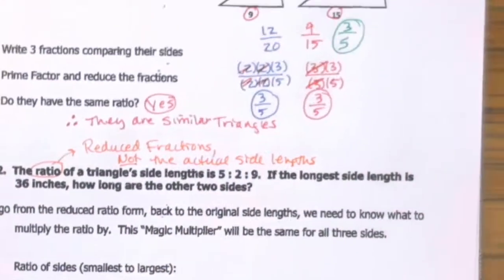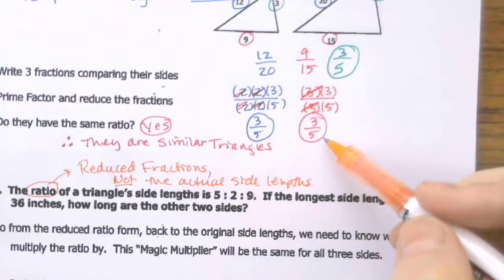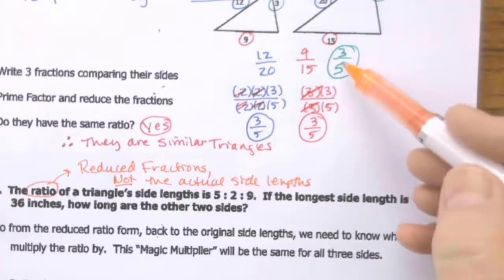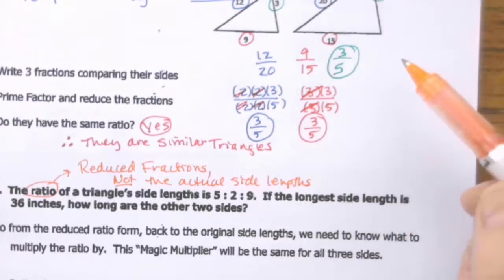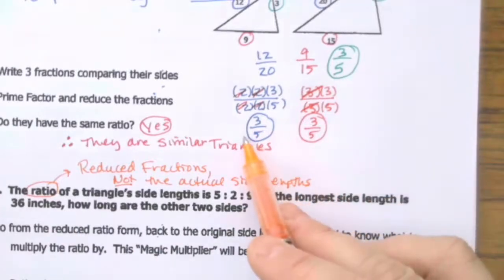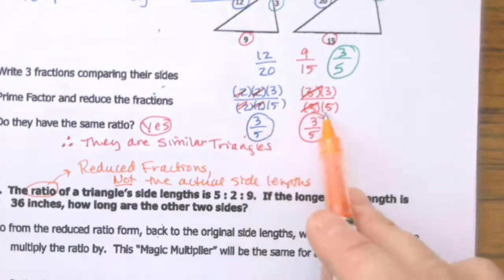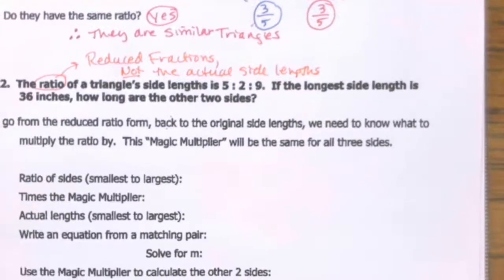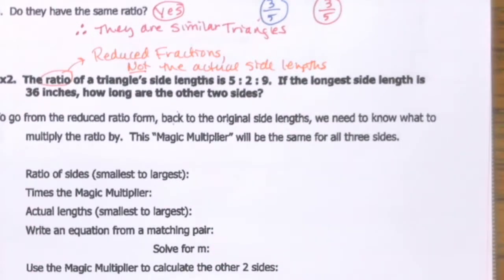Just like on the one previously, 3 to 5 was not the actual side lengths of all three, except for the smallest sides. So the ratio gives you this 3/5. It does not tell you how big these two sides are. That's where we need the other piece of information, which is that the longest side length is 36 inches, and we can use that to find the other two sides.